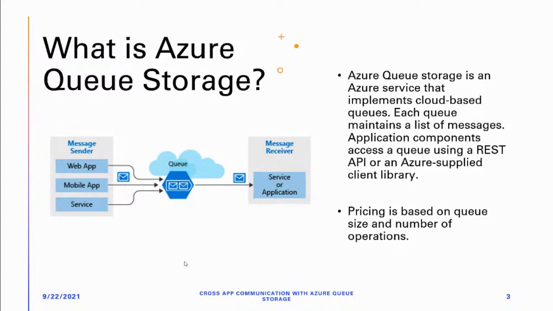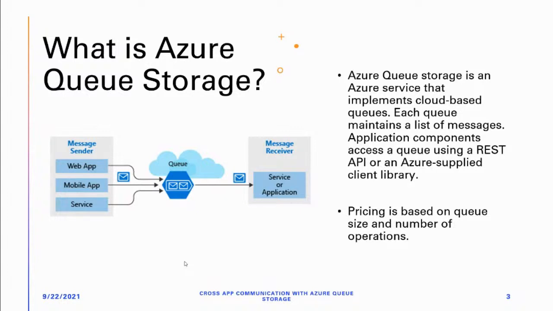And this comes into play where we think about, for example, the front end could be the sender, and then the receiver could be the database tier. And in the middle, we have the queue sitting there. And you can have various components on both ends. Like in this case, we have a web app, a mobile app, and some sort of service, and they're sending messages to a queue. And then we have just a service or an application on the back end that's going to receive those messages.